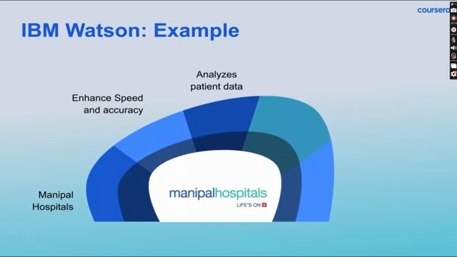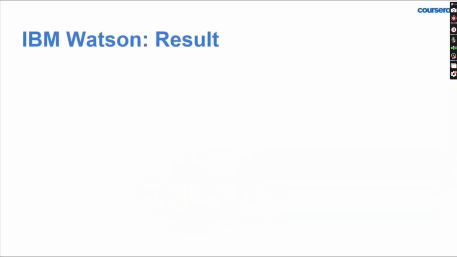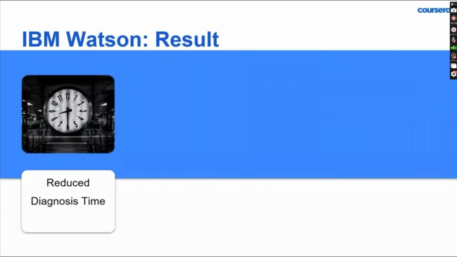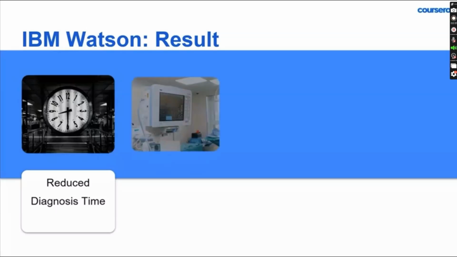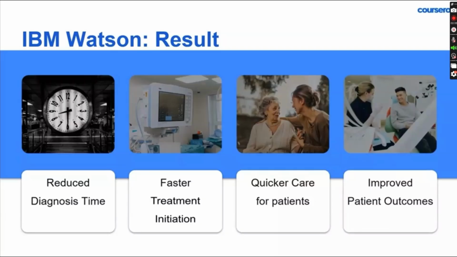Watson analyzes patient data along with over 50 million pages of medical content, including 200 medical textbooks and 300 journals, to offer evidence based treatment recommendations. As a result, healthcare providers saw significant reductions in the time it took to diagnose cancer and begin treatment, allowing patients to receive care sooner and improving outcomes.